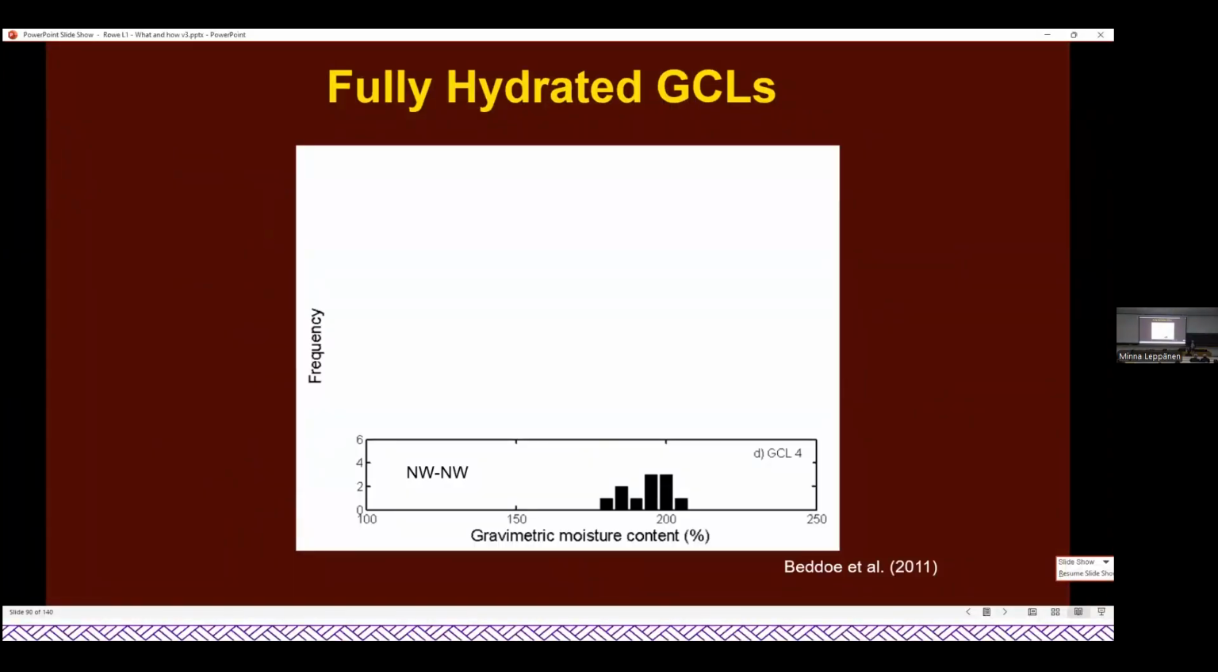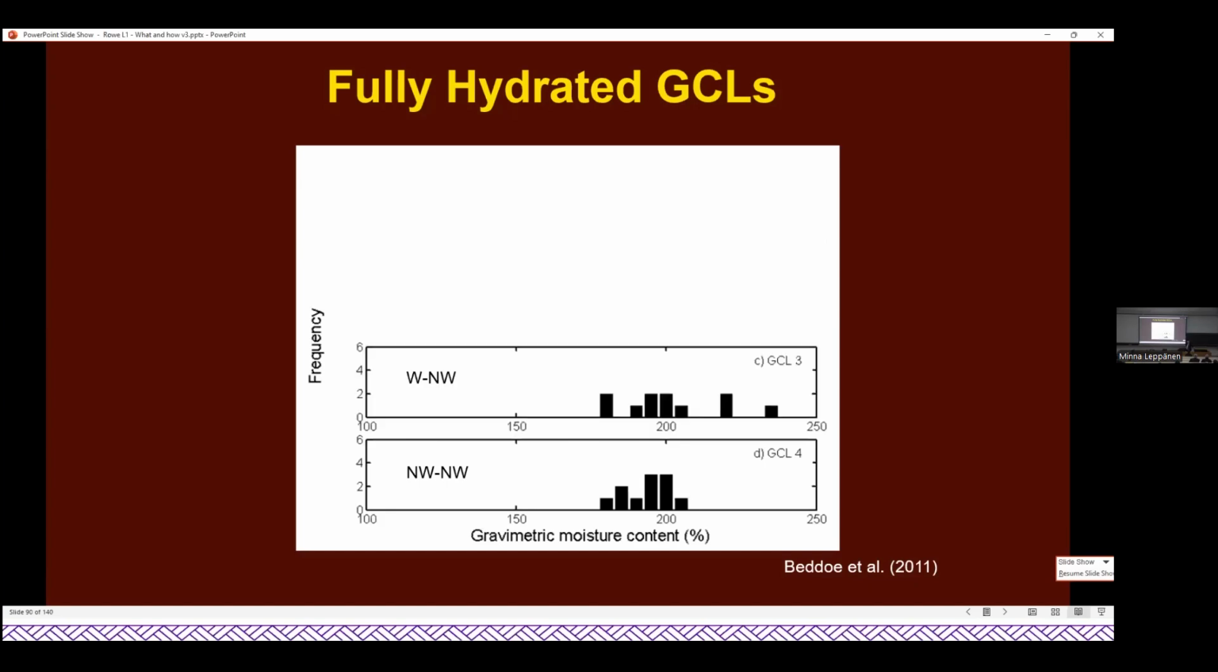Let me illustrate the differences you can see, depending on method of construction. So we're going to look at 4 GCLs, and we're going to start with a non-woven, and let it hydrate until it doesn't want any more water. And here's a histogram, and you can see the scatter, which is the variability in the product, from a single roll, and you can see that it's around 190% water content.